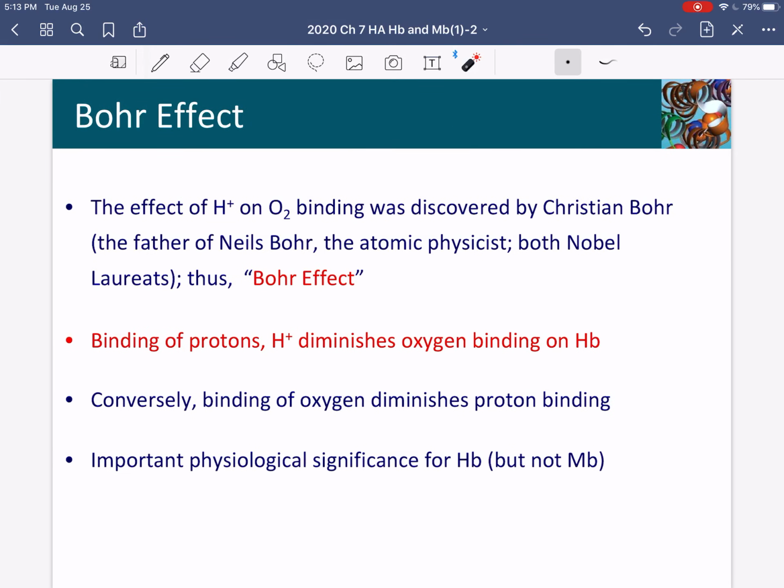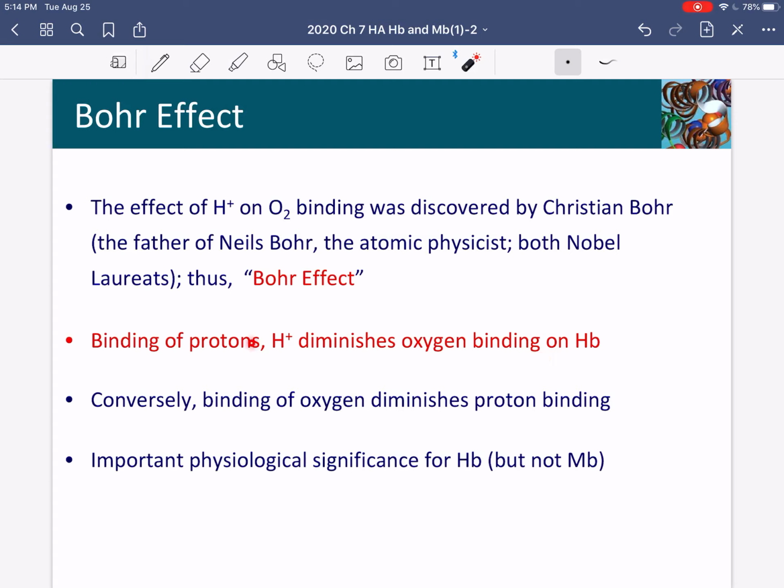All right. Christian Bohr, the father of Niels Bohr, the atomic physicist that you've probably heard of, and both Nobel laureates, Smarty Pants family, discovered the effect of protons, that is, the lowering of pH due to higher proton concentration, on the release of oxygen from hemoglobin, and that's why it's called the Bohr effect. Binding of protons, H+, diminishes the oxygen binding on hemoglobin.